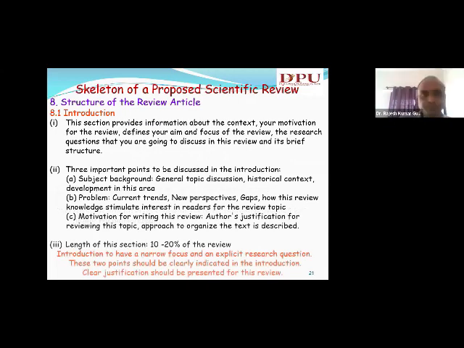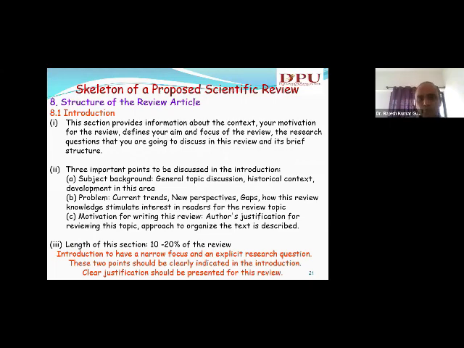Now coming to the structure of the review article. So first we will go for introduction. This section provides information about the context, your motivation for the review, defines your aim and focus of the review, the research questions that you are going to discuss in this review, and its brief structure you have to give. You start from that and slowly you develop. And in my opinion, the review article should be like a story. When you start writing, it should generate interest, so that the reader feels it is going to be story-like, so I should read the whole thing.